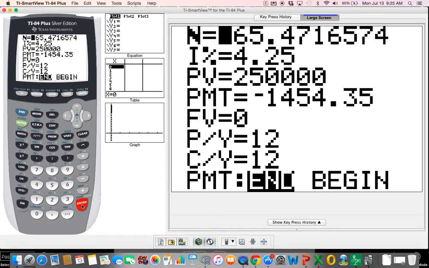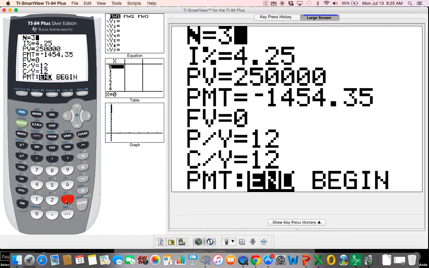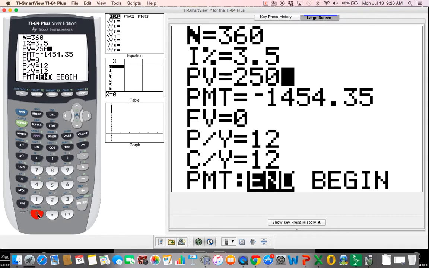So it looks like after the lump sum investment of $25,000, they're going to make monthly payments for 30 years. So I'm going to have 360 periods that I have to consider. 3.5. And the lump sum investment of $25,000. So they're going to put an extra 350.